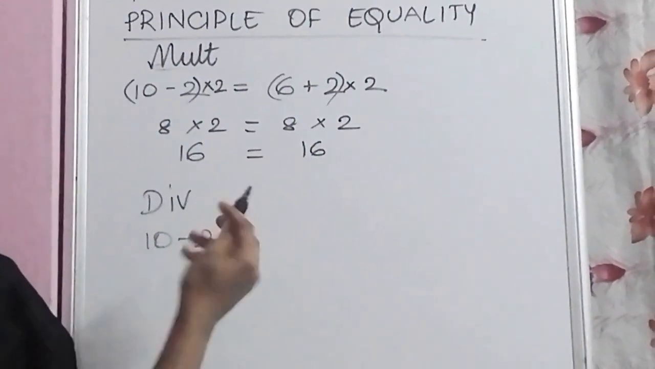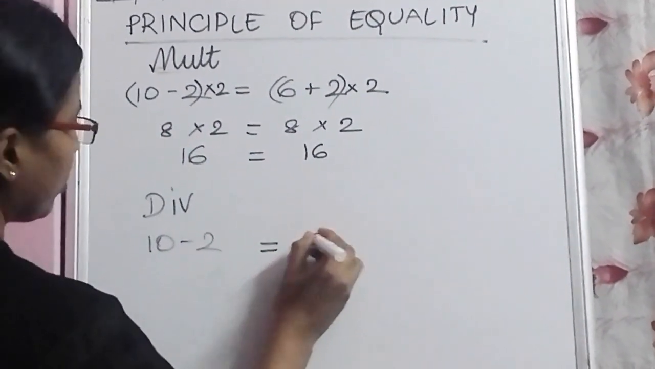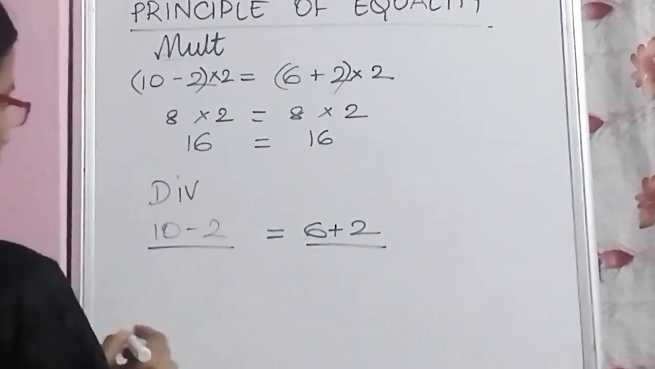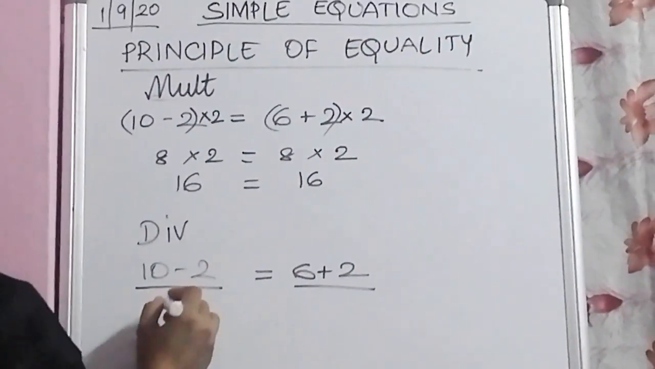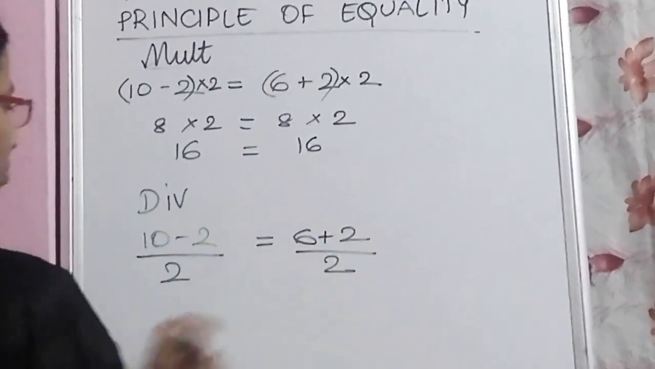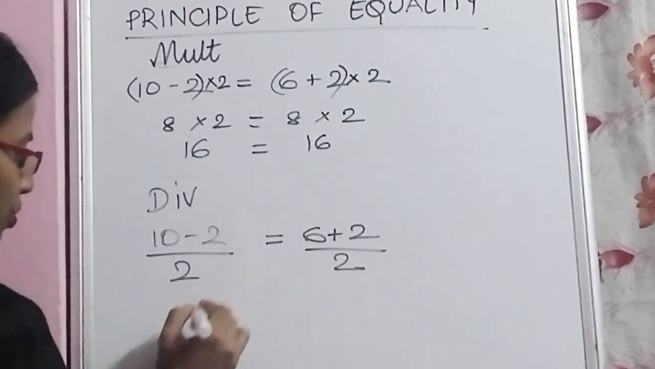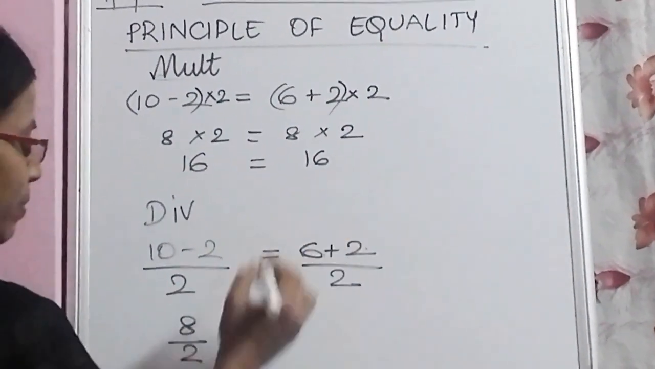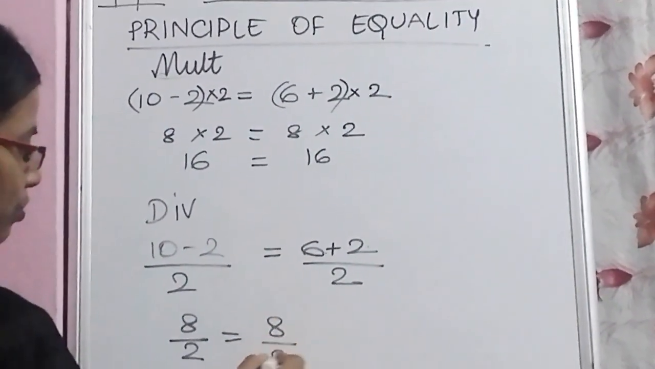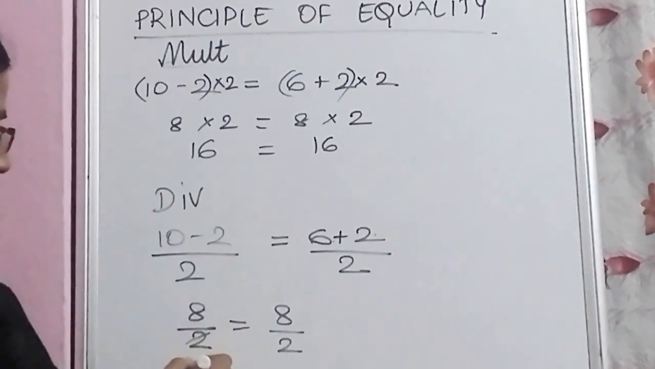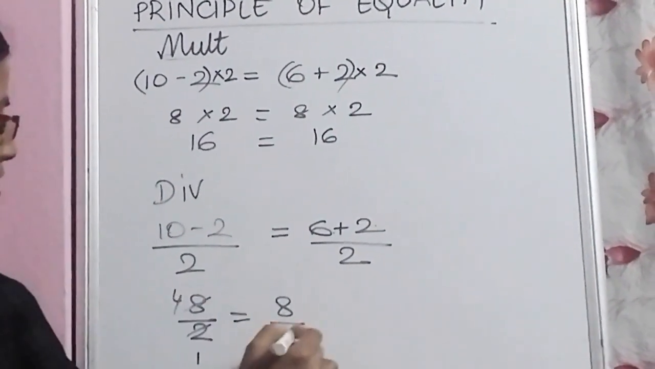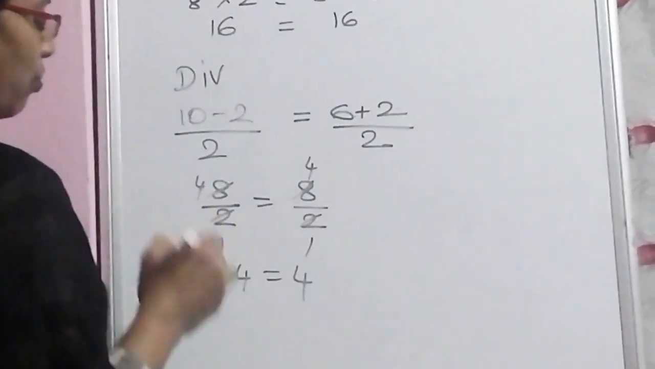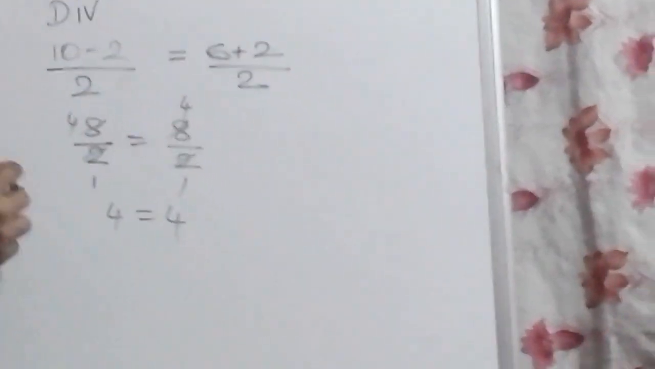10 minus 2 is equal to 6 plus 2. Now both the sides you need to divide. Let me say I am taking 2 by 2 and by 2. 10 minus 2 is 8. 8 by 2 is equal to 6 plus 2 is 8 by 2. So when you cancel this, 2 1s are 2, 2 4s are 8. So 4 is equal to 4. LHS is equal to RHS.